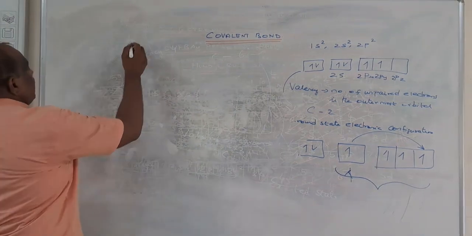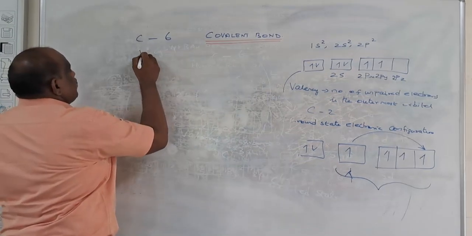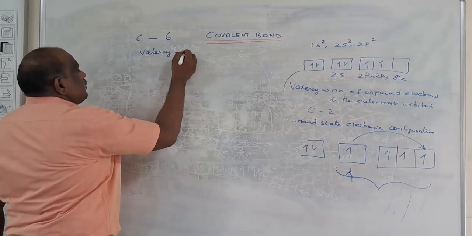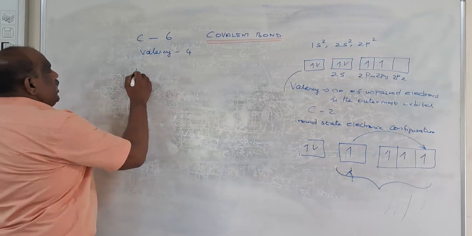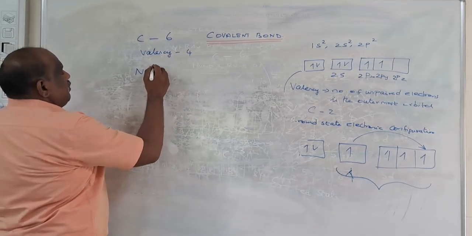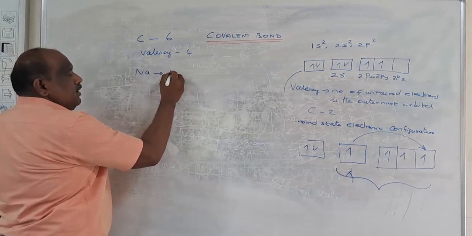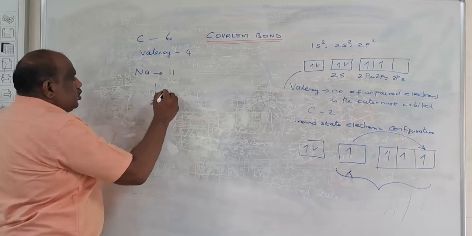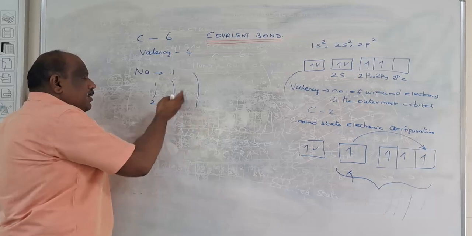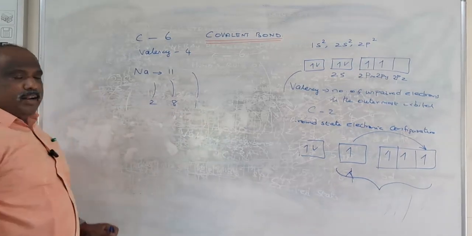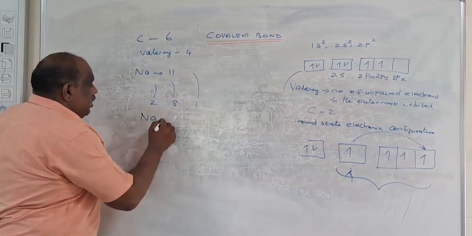Now, carbon has atomic number 6. Its valency is 4. What happens to sodium? Sodium's atomic number is 11, so the electrons are 2, 8 and 1. If it gives away this one electron, it will become stable like neon. So Na will become Na plus, losing 1 electron.